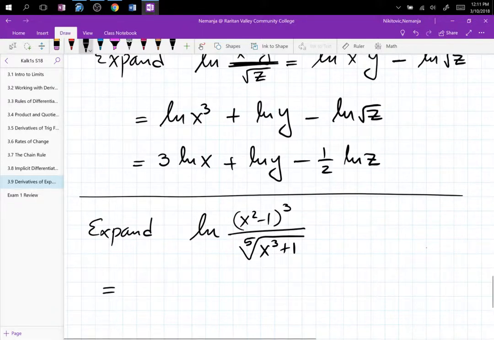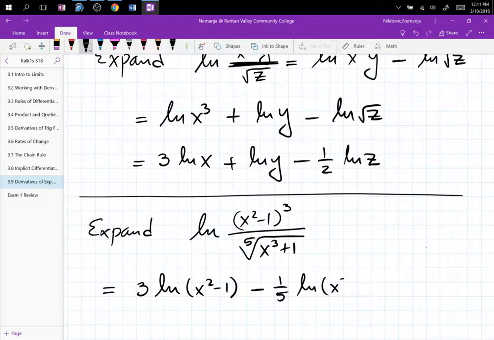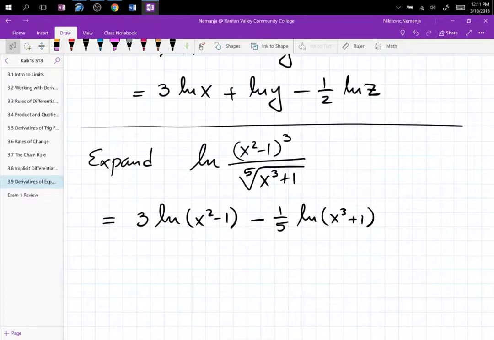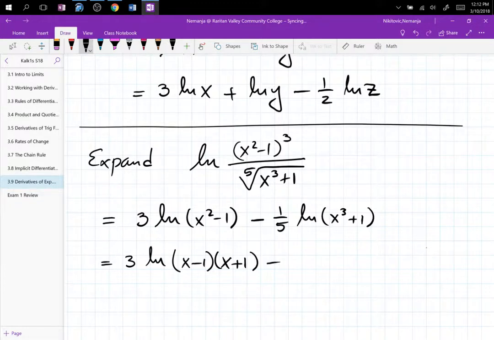So we can do this in few steps. First off, there is a division which will break into two ln's, and then the 3 goes in front of the first ln, so we can do a little bit of work right off the bat. But now the parenthesis here factors, and this one also factors, which will allow us to break this even further. We don't have to, but since we can, why not? So that's ln of x minus 1 x plus 1 minus 1/5 ln, and this is x plus 1 times x squared minus x plus 1.